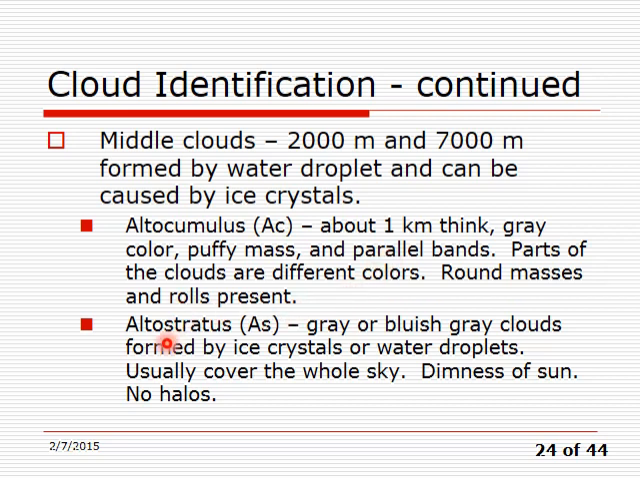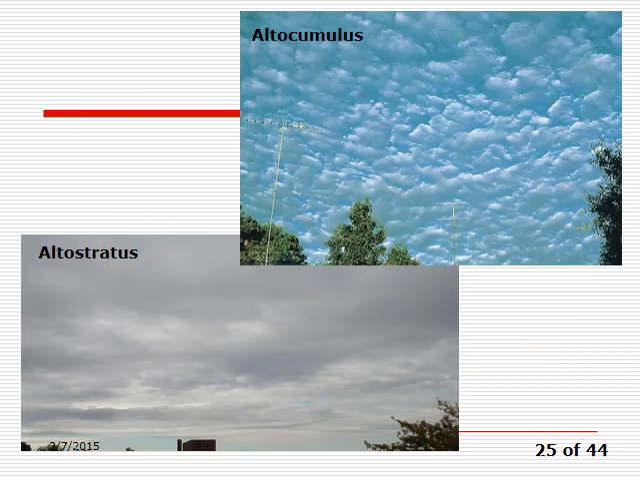And then you have the altostratus clouds. And these are, again, more grayish clouds, bluish clouds, formed by ice crystals or water droplets. They usually cover the whole sky. These are thick enough to actually dim out the sun, but not produce a halo. So here's some examples of altocumulus clouds and altostratus clouds. You can also find more examples in your book, and there's also a cloud identification chart in the back of your book that can help you identify clouds.